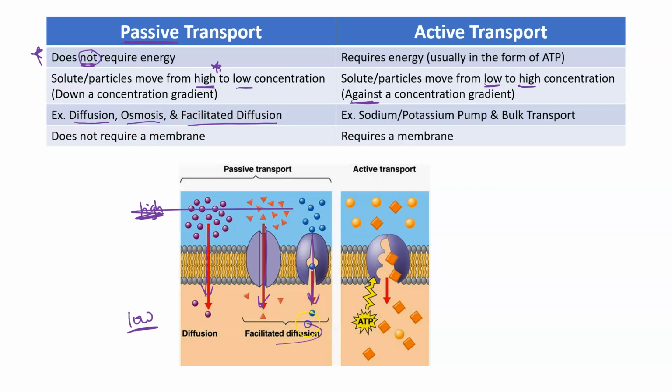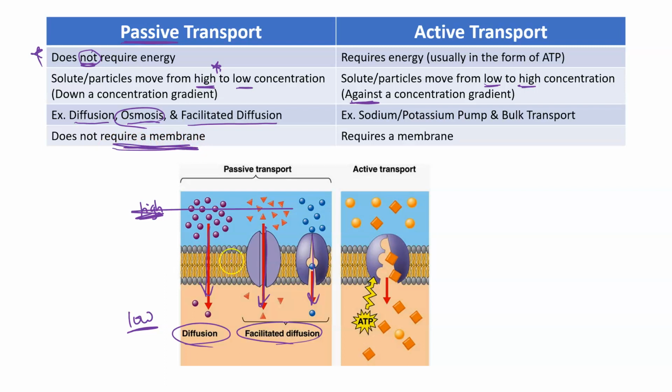Now we've already talked about facilitated diffusion and regular diffusion. Osmosis is a new term that we haven't specifically talked about yet in this presentation. We will. Osmosis is just like facilitated diffusion in that it requires a concentration gradient. It requires a high to low concentration. However, it is just the movement of water and not the solute, which is pictured in these diagrams. Does not require a membrane. However, passive transport can use a membrane.